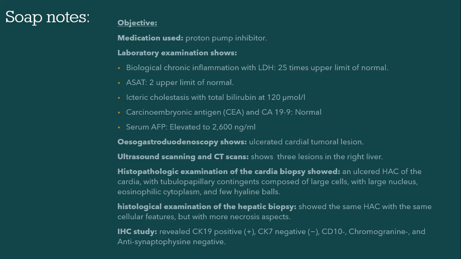IHC, that is immunohistochemistry studies, which is involved in identifying antigen, show CK19 as positive, and this CK19 positive indicates that the patient has hepatoid adenocarcinoma metastatic to liver. CK19 can help us distinguish between hepatoid adenocarcinoma, in which CK19 has a positive value, while in hepatocellular carcinoma CK19 has a negative prognosis. Cytokeratin 7 is negative.